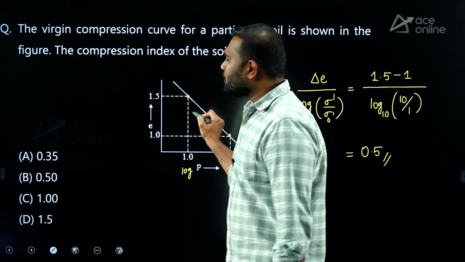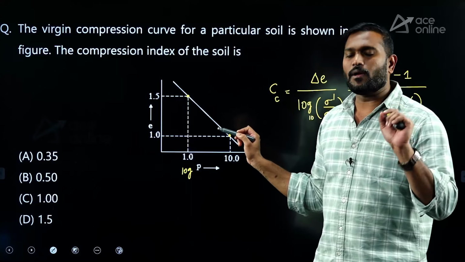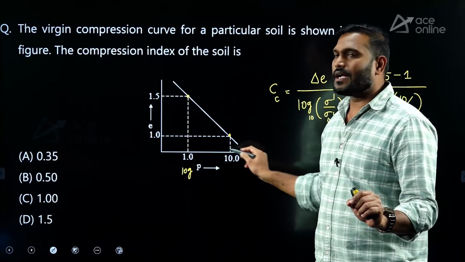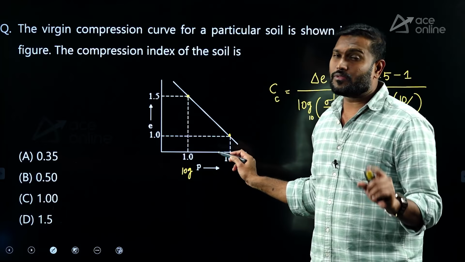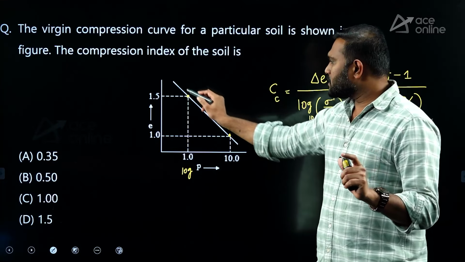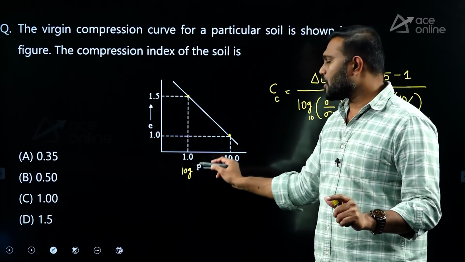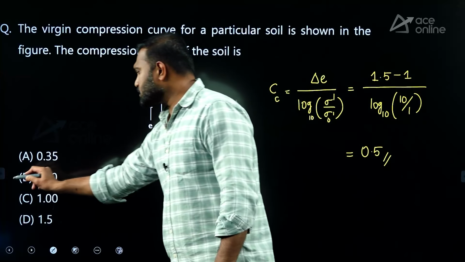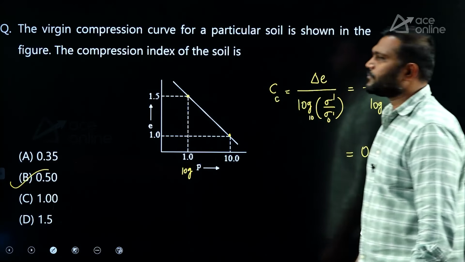See, when they give a straight line, that is a semi-logarithmic graph. If they had given a non-linear curve, that would be on the normal linear axis. But this is a straight line, so that is a log axis. The correct answer is option B, 0.5.